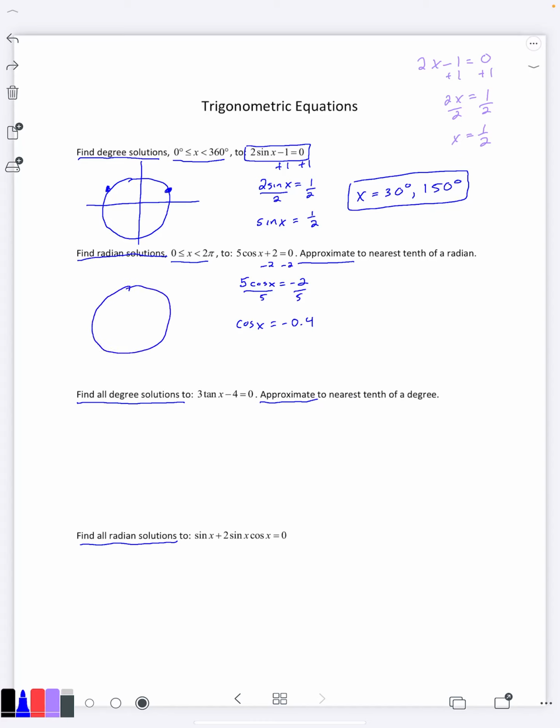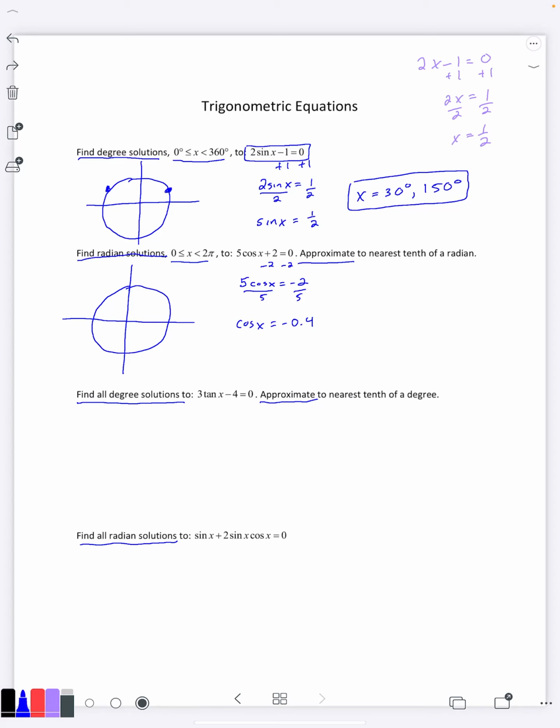The difference here, though, is that there is none of the special points where cosine gives you the answer negative 0.4. That's not from a 30, 60, 90 right triangle, and that is not from a 45, 45, 90 right triangle. Neither one of them will give it to you.